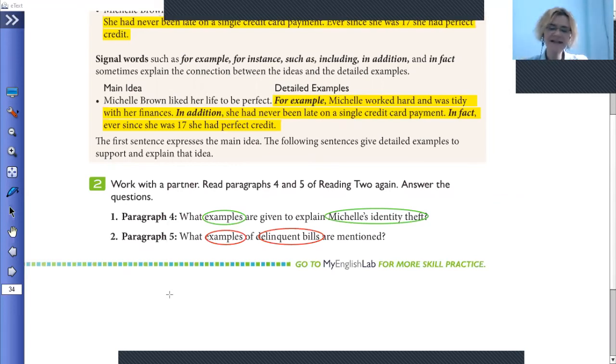Ricky, good morning, Ricky. Yes, Miss. Hi, can you answer number 2 for me? What examples can we find? You know? No, I don't think I know. Try to look at it. Come on, look at the text.